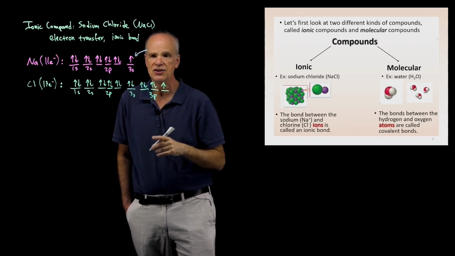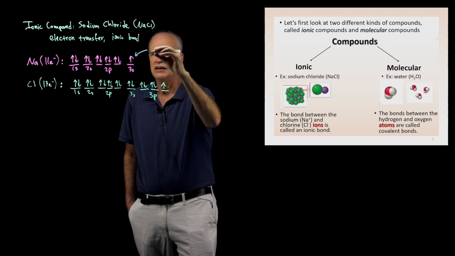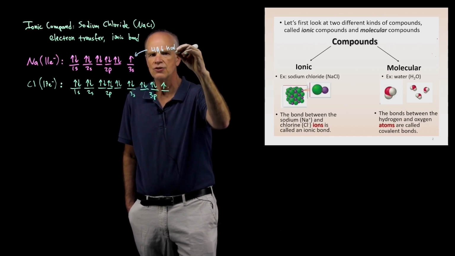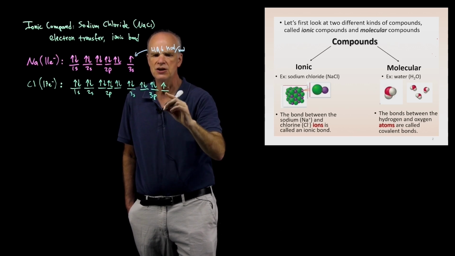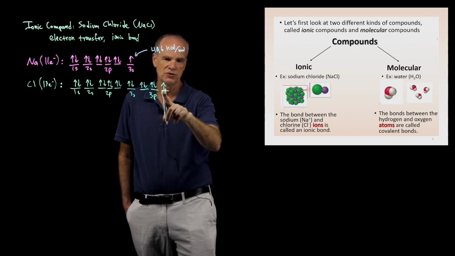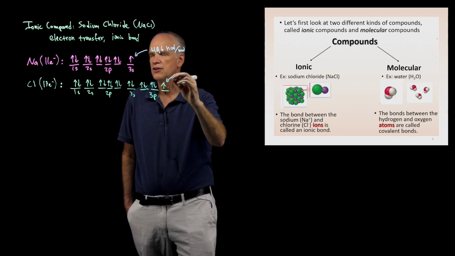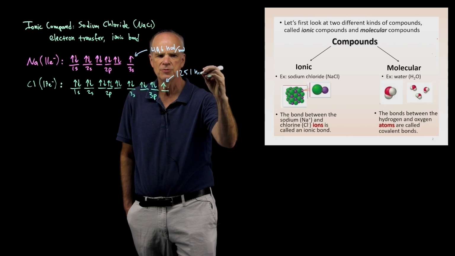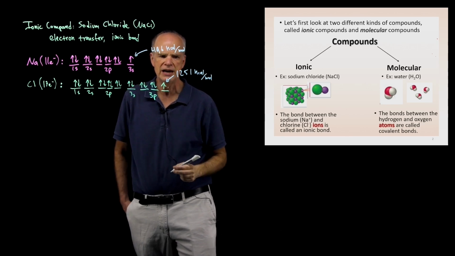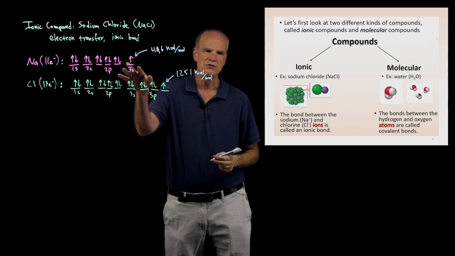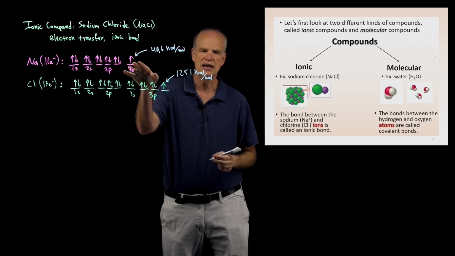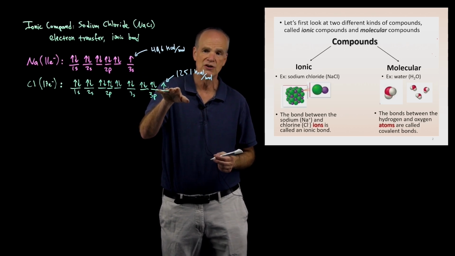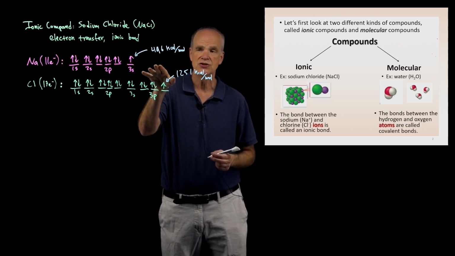You can look up the ionization energy for sodium's electron, and it is 496 kilocalories per mole, but we're not going to really worry about the units. Here, the ionization energy for chlorine's electron is about three times as much. It's 1,251 kcals per mole. So what that tells you is that you don't need too much energy to get this electron off sodium and transferred to chlorine. You're going to need a lot more energy to transfer chlorine's electron to sodium.